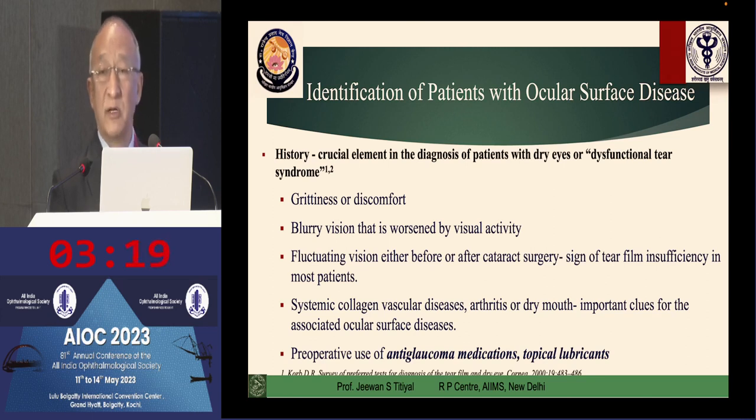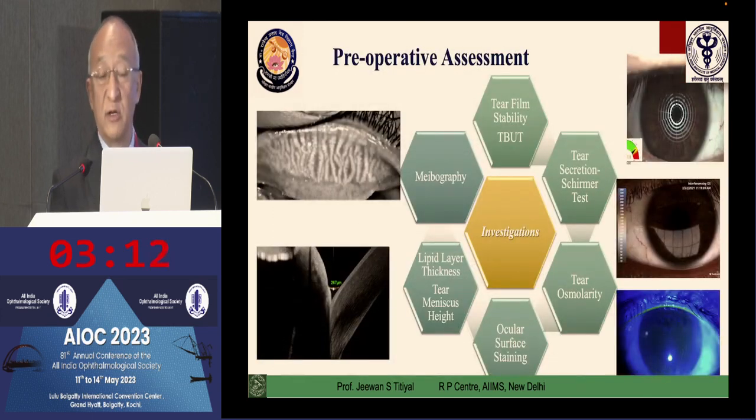And more importantly, these are old patients. They may be having arthritis or a systemic disorder or disease, which should also be noted and recorded in these patients. Investigations, you all know, we are looking at the ocular surface. So TBUT and staining are very important for your patient.